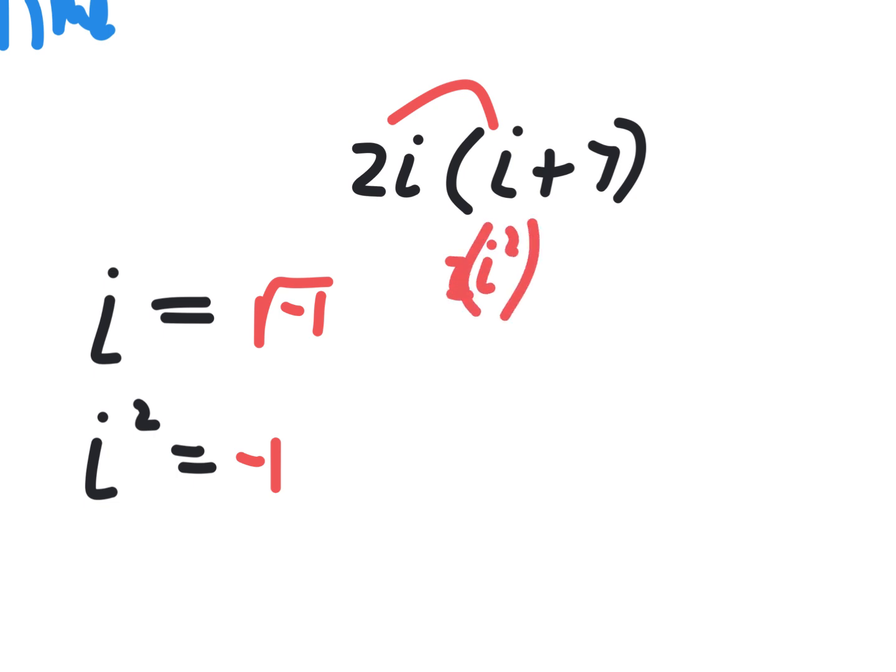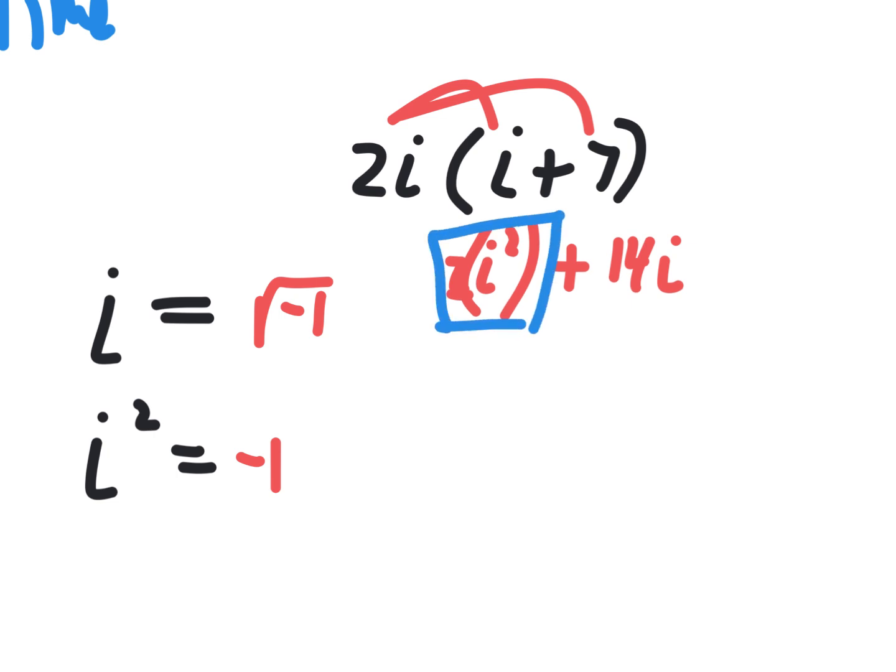And so then this becomes -2. And then this 2i times the 7 is plus 14i. And you don't run around and change your i's to square roots of -1, but you have to know that that's what it is. So final answer, that's -2 plus 14i. Would you have gotten that one right? Okay. All right.